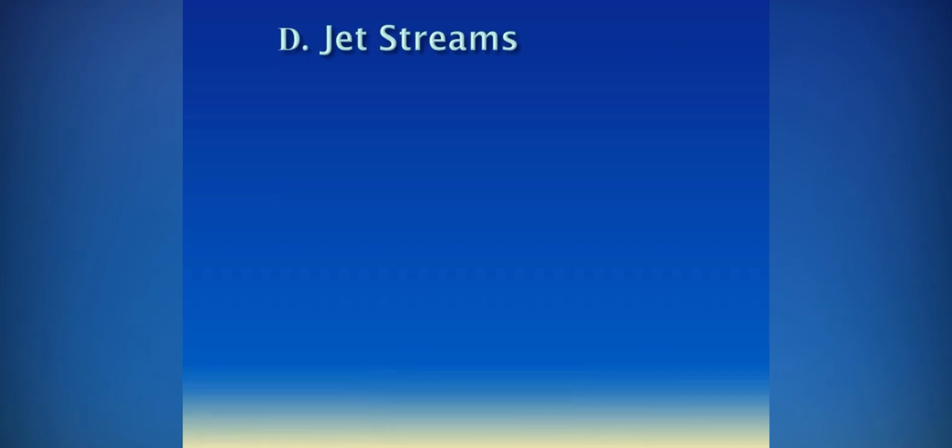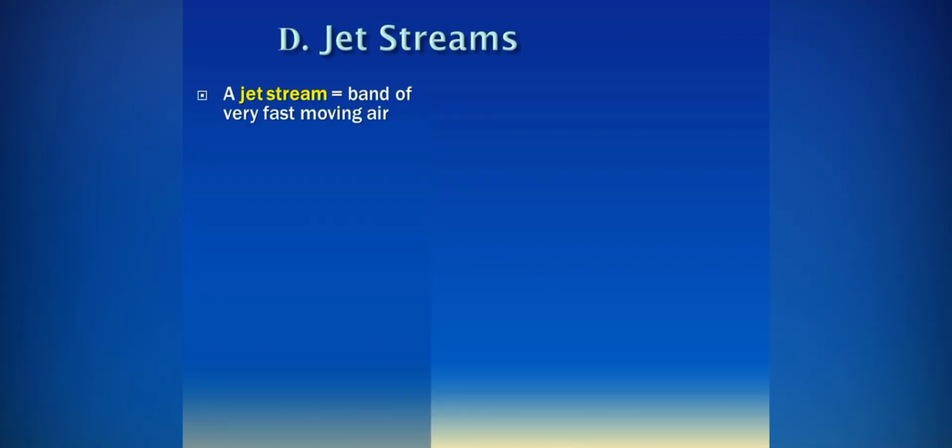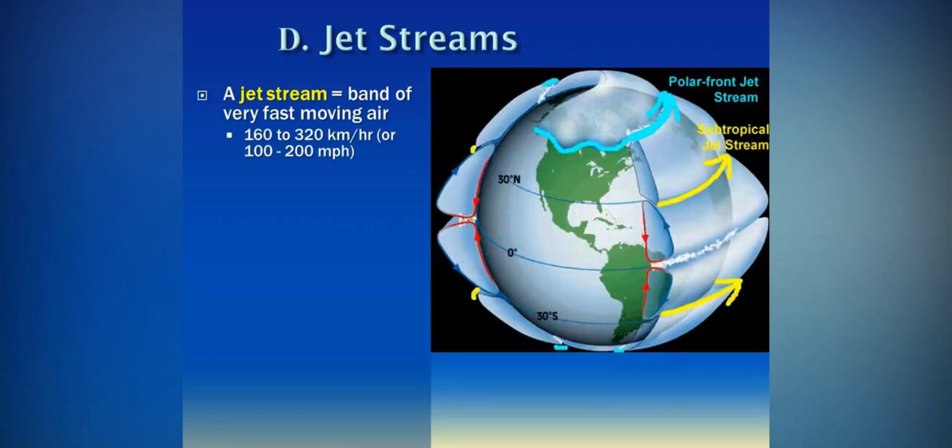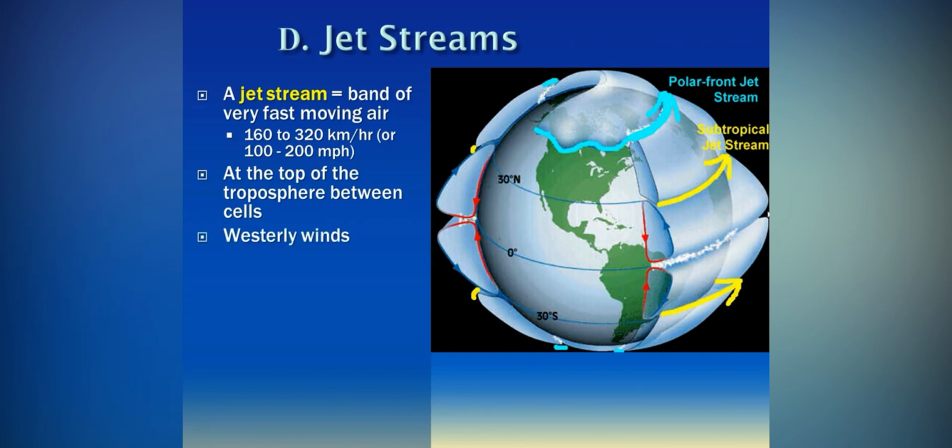Let's talk about jet streams next. A jet stream is a band of very fast-moving air. It's maybe 160 to 320 kilometers per hour, or that would be 100 to 200 miles per hour. It's at the top of the troposphere between the cells. This is a place where there's a high temperature gradient, meaning there's a big difference in temperature from one location to the next nearby. These winds are westerly winds. That means they're flowing from west to east. They can also shift to the north or to the south, but mainly from west to east.